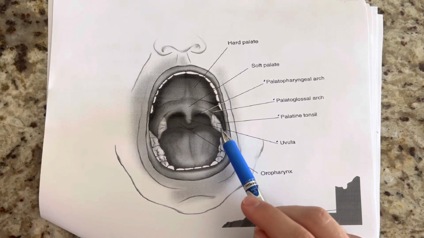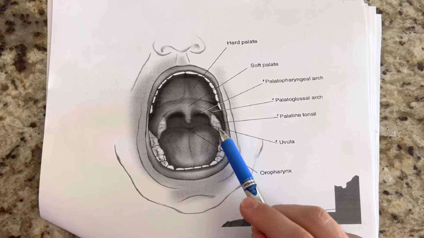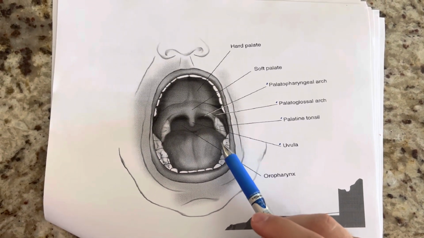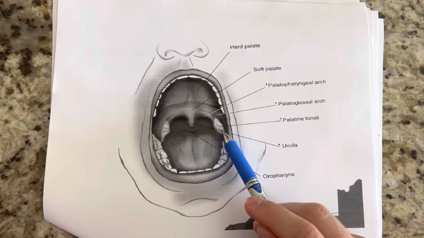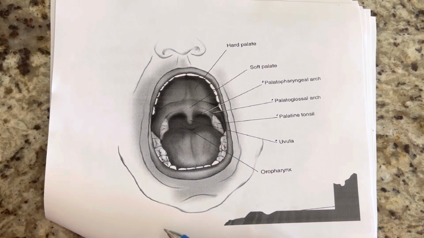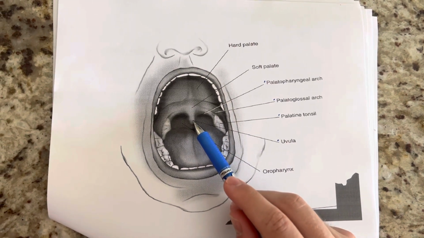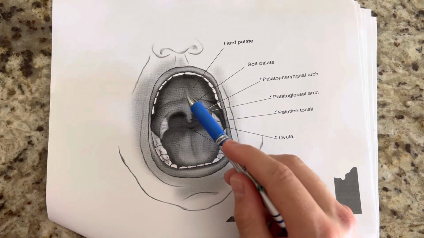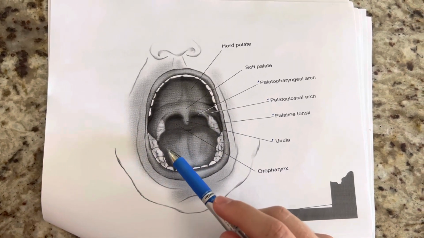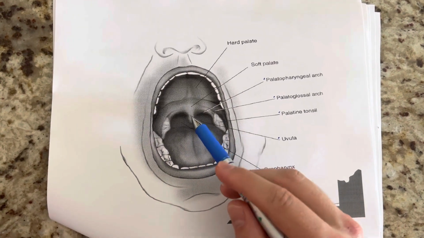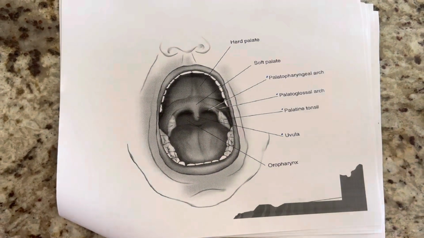Palatine tonsil is at the back of your throat on the side. This is the uvula, at the top of the back of your throat. This is called the uvula.